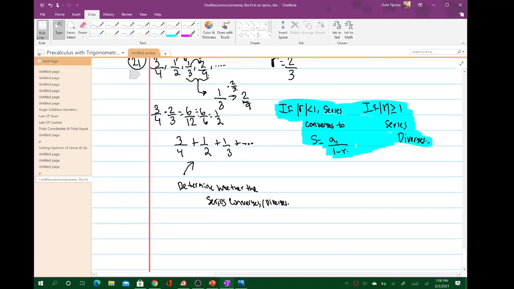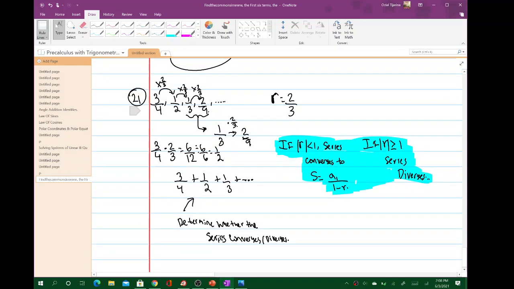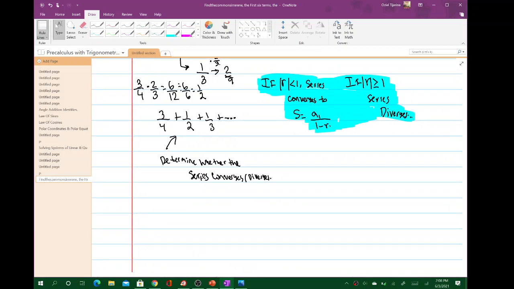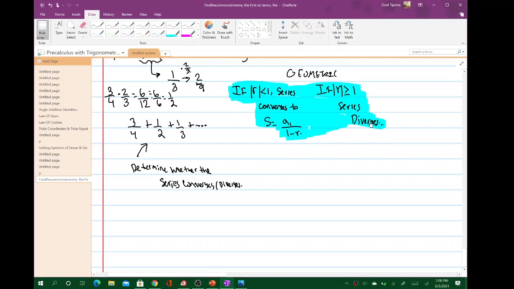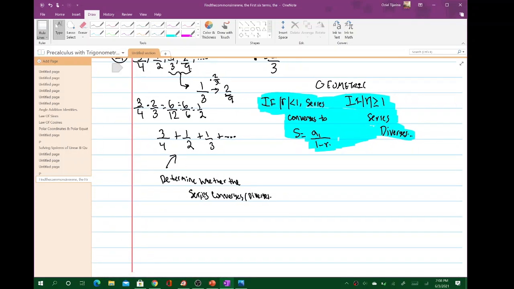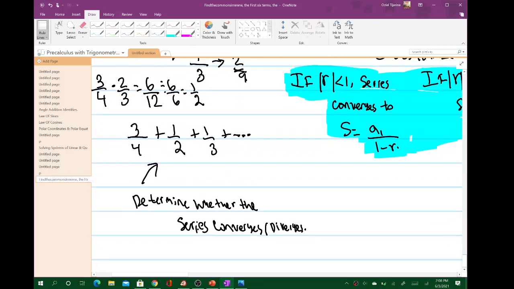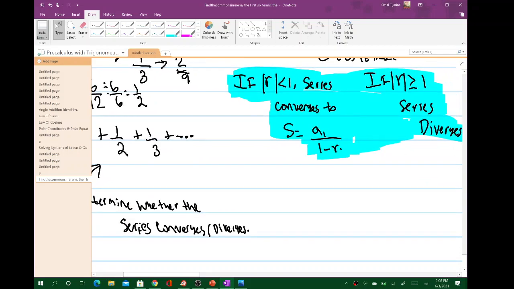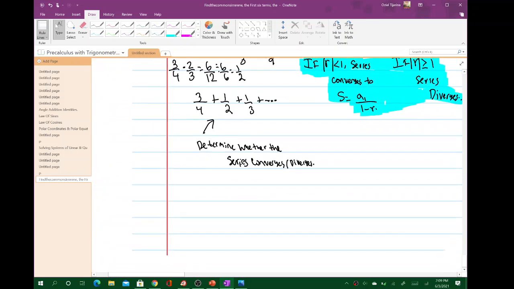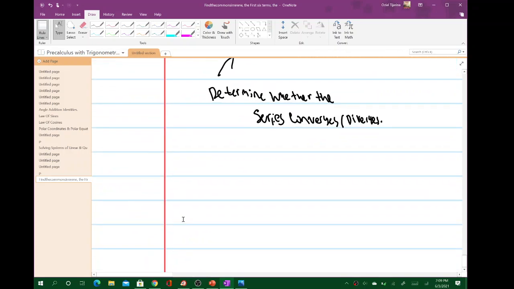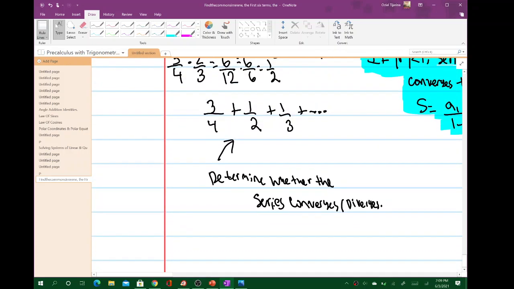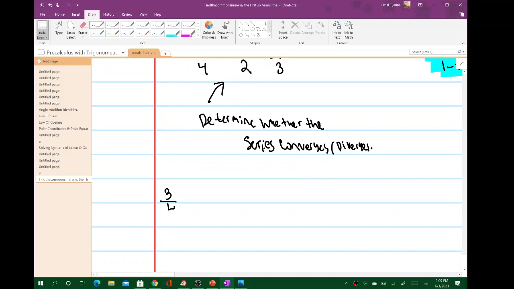But I'm only introducing this part. This is specifically for geometric series, okay? I'm not doing alternating series or P-series or any other kind, because that's extremely difficult. But for geometric series, if the absolute value of R is less than 1, the series converges to S equals A sub 1 over 1 minus R. So let me try to do an example, let's say we did have a problem like this, right?